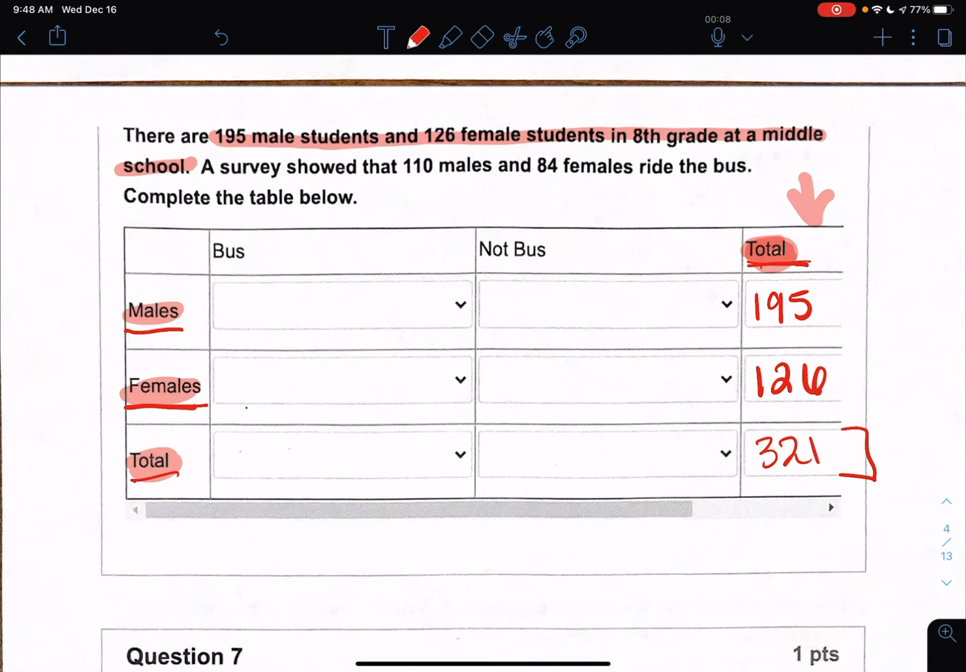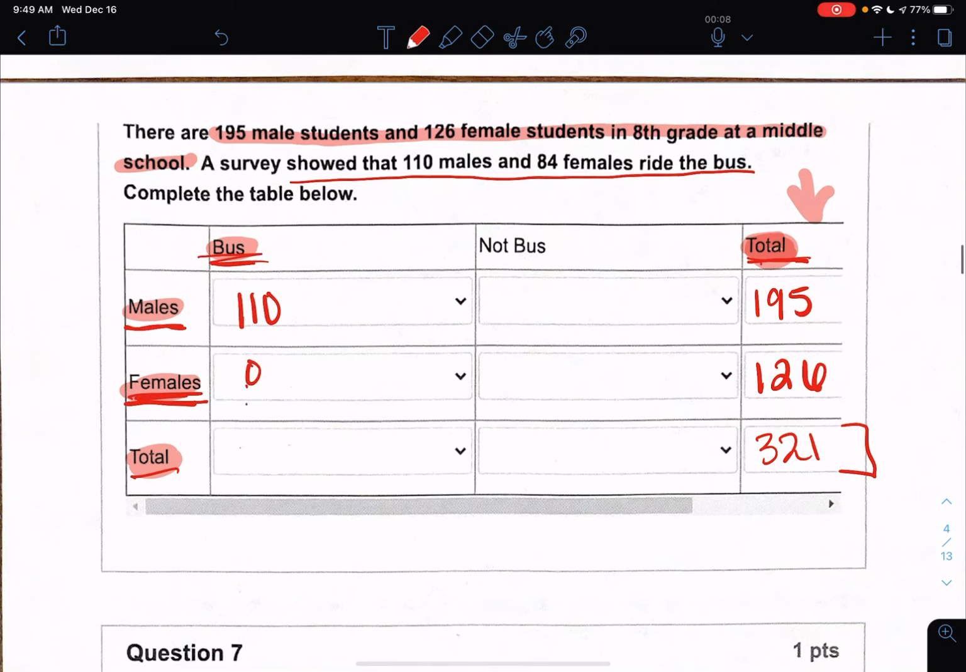Okay. Now, they also give me another piece of information, which is that a survey showed that 110 males and 84 females ride the bus. So I'm not going to look at the column where it says not bus, I'm going to look at the column that says bus. Okay, and once again, I'm making sure that it fits into the category. So the first box right here has males and bus, so I'm going to plug in that 110. And then for females, I have female and bus and plug in my 84.